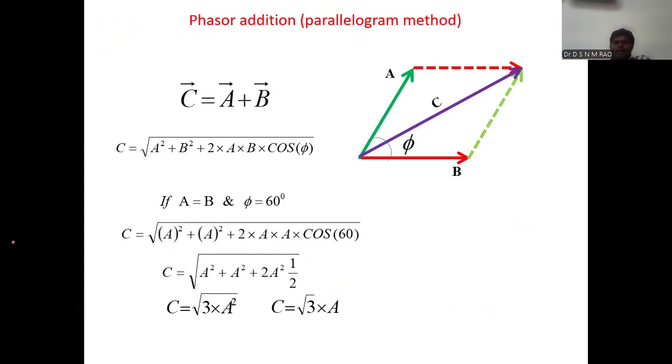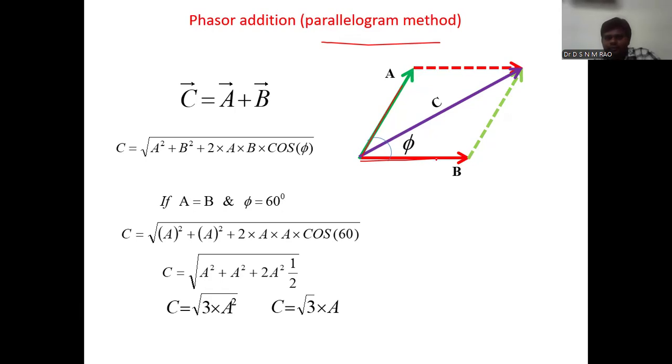Here I will show the parallelogram method for vector addition. Already we have studied this at intermediate level. What is the parallelogram law for vector addition? This is vector A, this is vector B. I want to add these two vectors by using the parallelogram method.